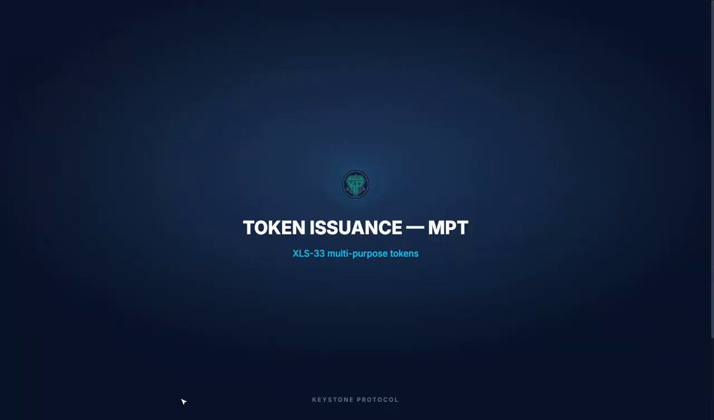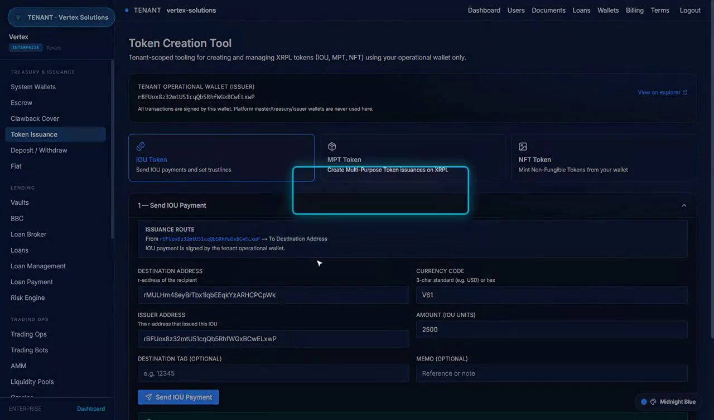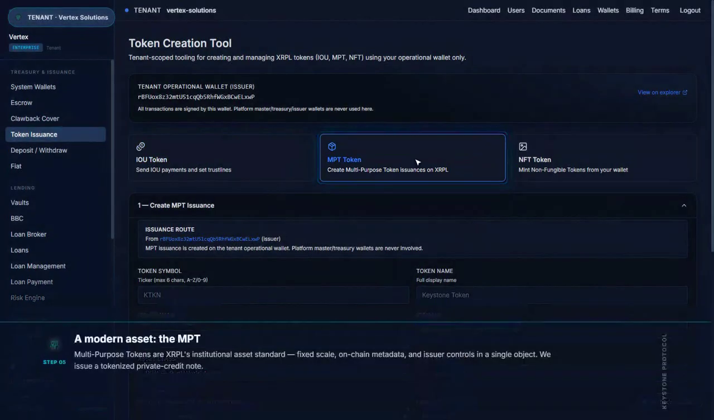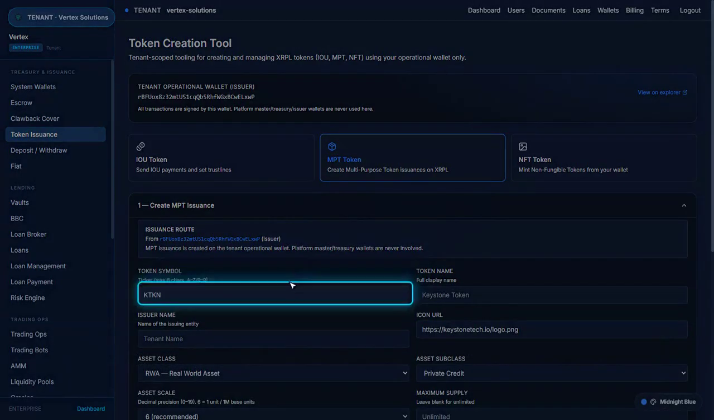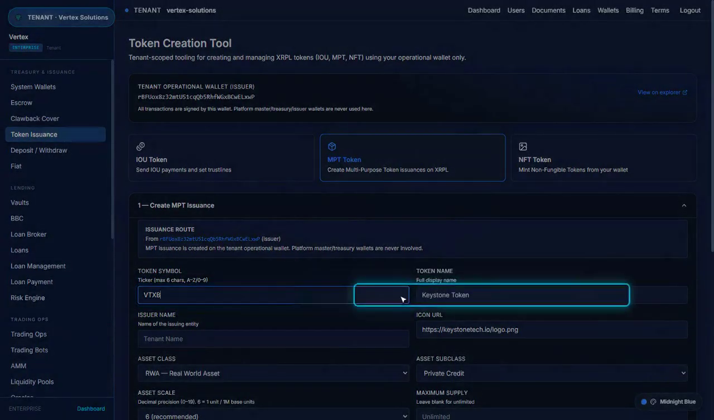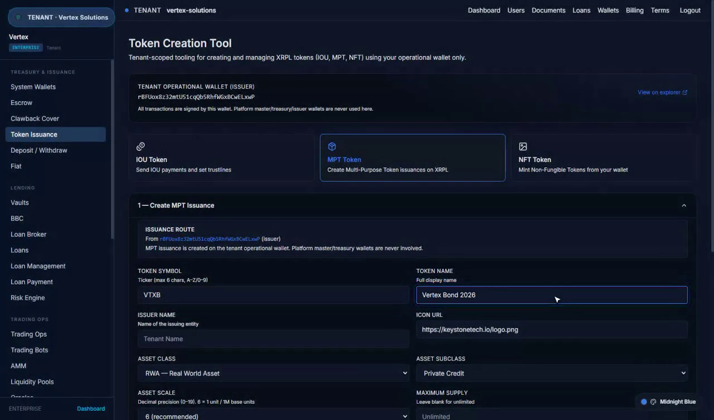Token issuance, MPT. XLS-33, multi-purpose tokens. A modern asset, the MPT. Multi-purpose tokens are XRPL's institutional asset standard: fixed scale, on-chain metadata, and issuer controls in a single object. We issue a tokenized private credit note.